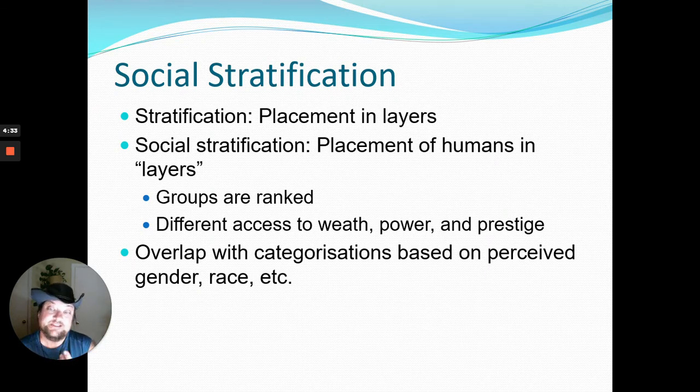But one thing that we can see as well is that there's an overlap between this stratification system and categorizations based on, say, perceived gender, perceived race. So a lot of these inequalities that exist, different access to wealth, power, and prestige, we'll be talking about class a lot, like socioeconomic class, but there's also other factors. I said gender and race here because these are things we've talked about, but we can throw in a lot of other factors here, like intellectual and physical ability, age, all kinds of things. So there are different things that will give people more opportunities to obtain wealth, and some people less.